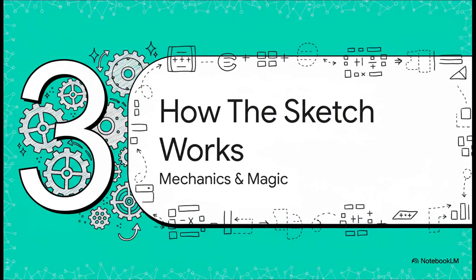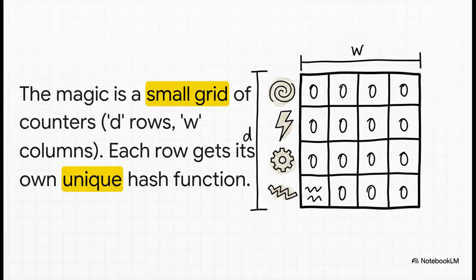All right, let's pull back the curtain and see how this thing actually works. The mechanics behind the magic are surprisingly simple, but man, are they clever. At its heart is just a simple grid of counters, like a little spreadsheet with everything starting at 0. This grid has a certain number of rows, which we'll call D for depth, and a certain number of columns, which we'll call W for width. But the real secret sauce is that each and every row uses its own unique, completely independent hash function.